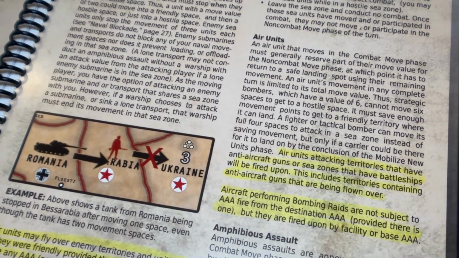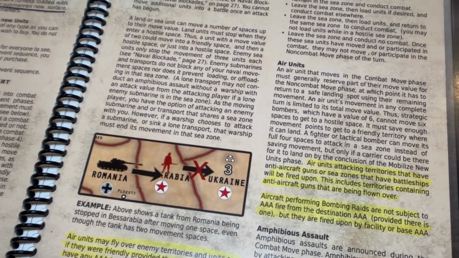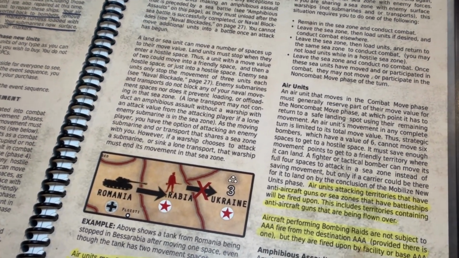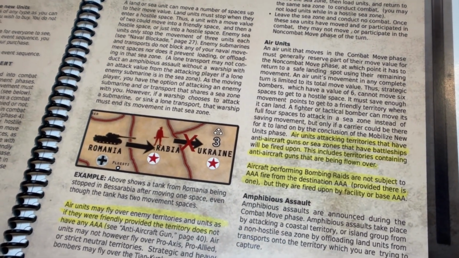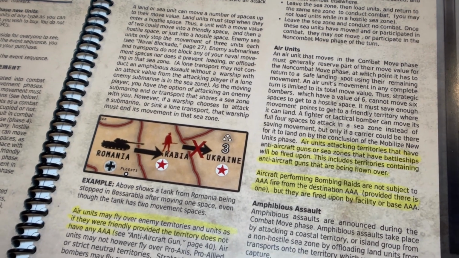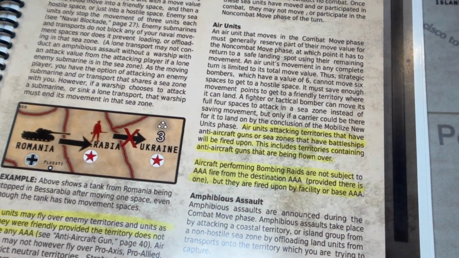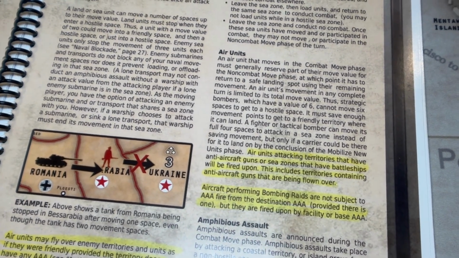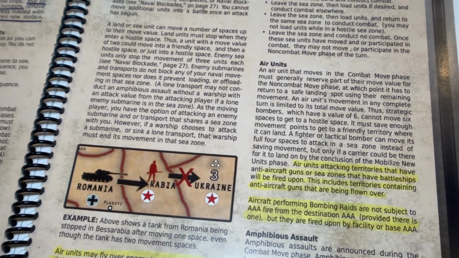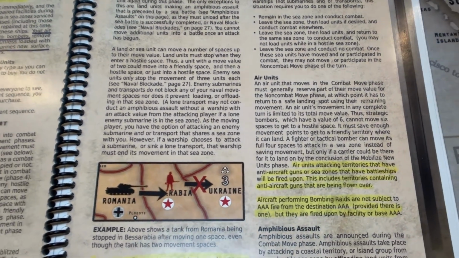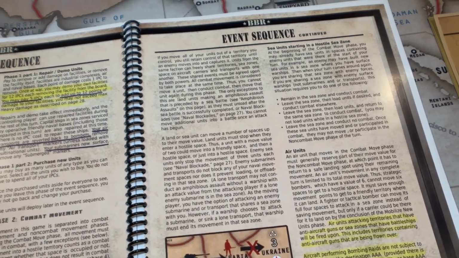In other words, we know that air units have 4 or 6 movement points. They are often flying over hostile territories to get to the territory that they want to attack. And it's only the one AA gun in the target territory that ever gets to roll. This changes that calculus dramatically by giving the AAA guns in every territory you fly over a chance to shoot you down. That makes aircraft a whole lot more vulnerable than they used to be.